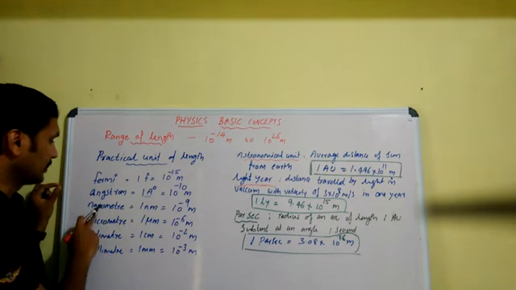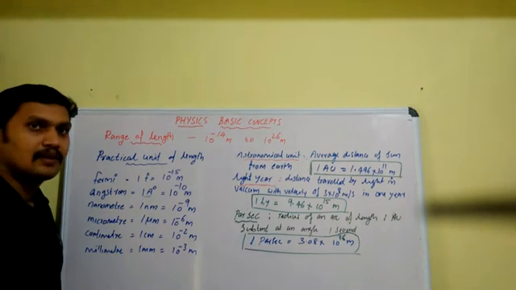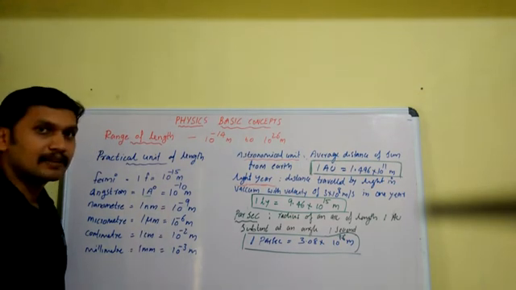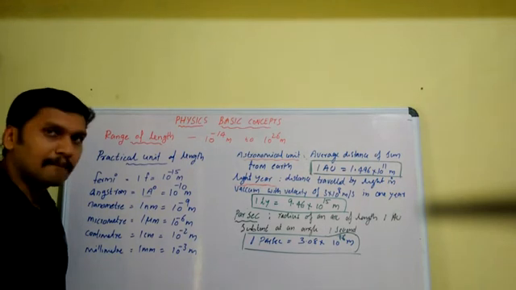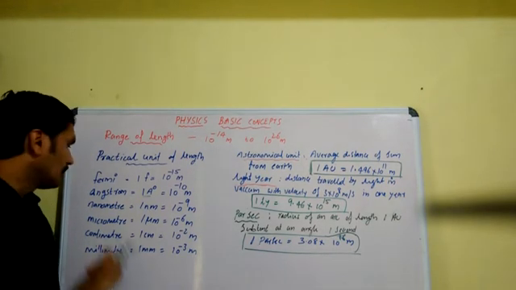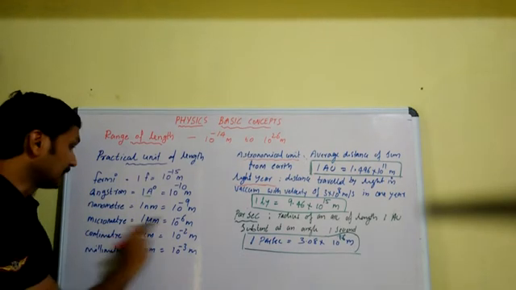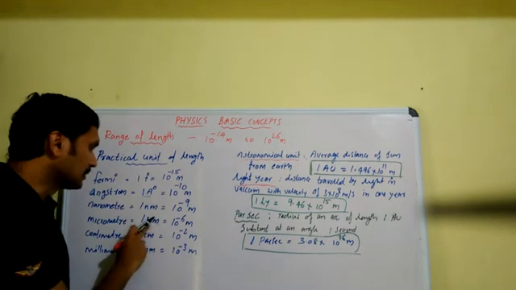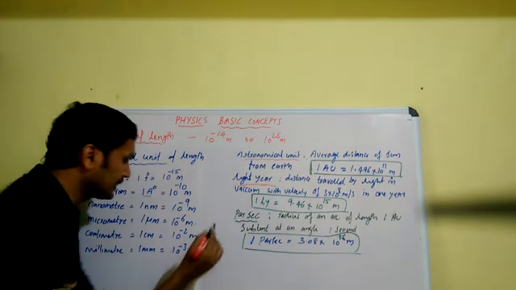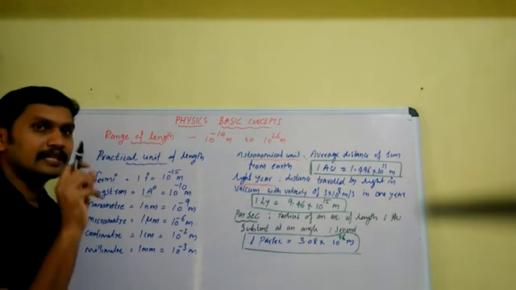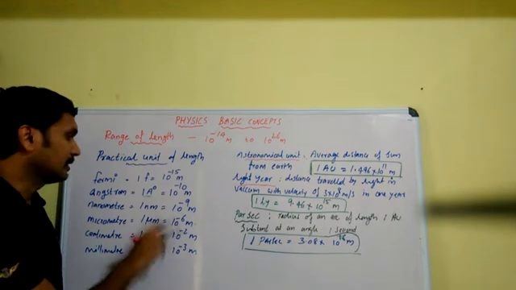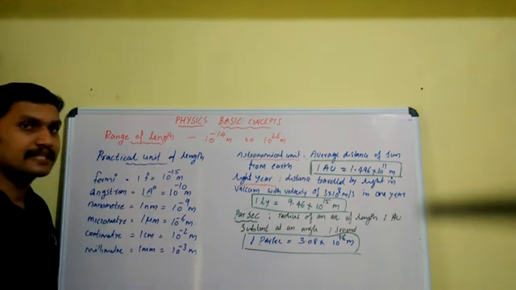Then another smaller unit is nanometer. We are all familiar with this term. 1 nanometer is equal to 10 raised to minus 9 meter. Another smaller unit for the length measurement is micrometer. You can also call it micron. 1 micrometer is equal to 10 raised to minus 6 meter. Usually the thickness of a small plastic carry bag is measured in this unit, micrometer.